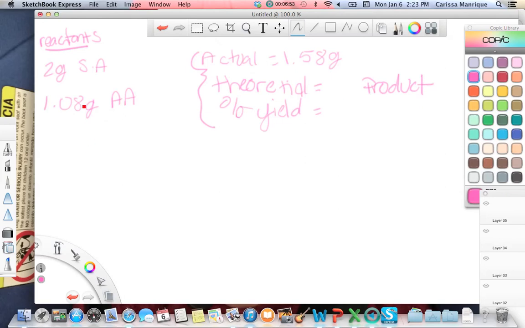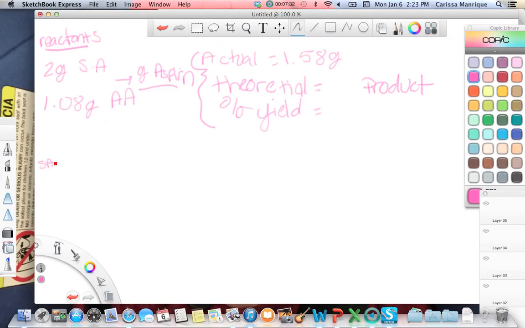Okay, so we need to see which one is the limiting reagent first. Why? Because that's going to limit, just like with the cookies, how much we make. So there's different ways of doing this. For me, the easiest way is to go ahead and convert grams of this into grams of aspirin and grams of this into grams of aspirin. So convert both of them into grams of aspirin. And I'll show you why that's the easiest thing to do for me. You could do it a little bit shorter, but might as well go all the way to here.